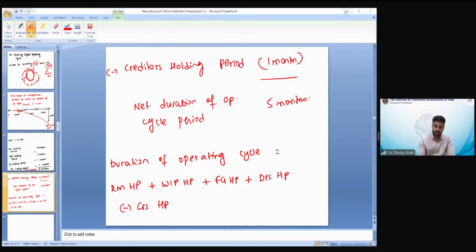Okay. And again, a raw material holding period would be based on raw material consumption. WIP holding period would be always based on cost of production. FG holding period would be based on COGS. Debtors holding period would be based on sales. For calculating operating cycle, here it would be based on sales. Less creditors holding period. Okay? So let's take an illustration on operating cycle.